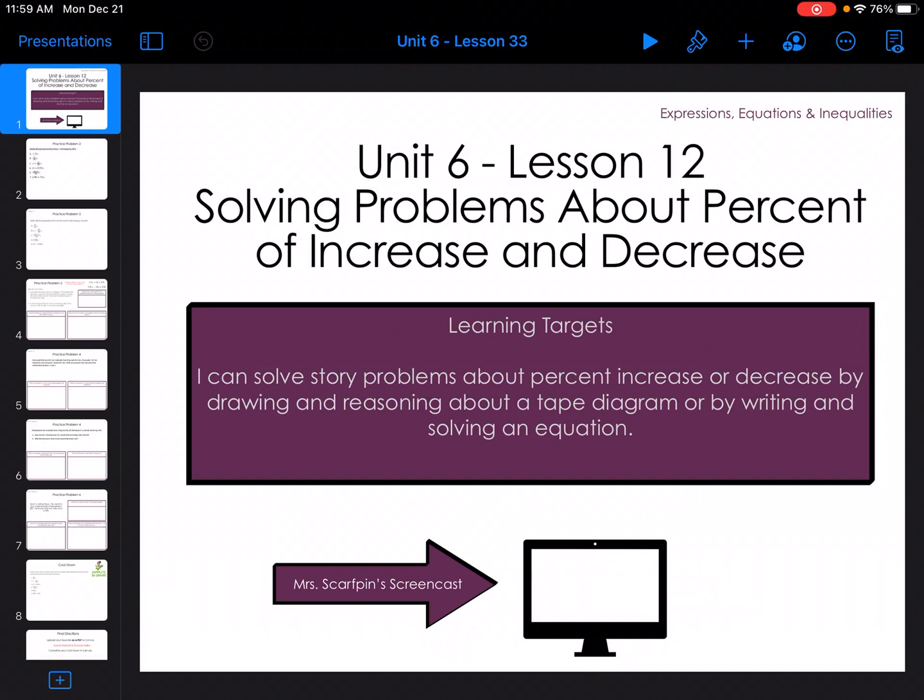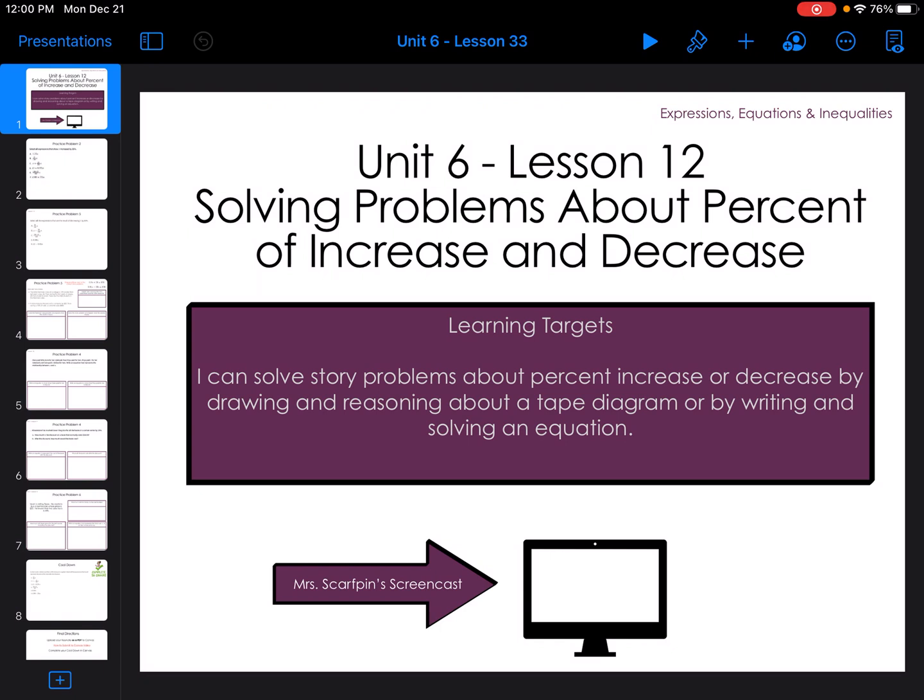Unit 6, Lesson 12, Solving Problems about percent of increase and decrease. So we're drifting back into Unit 4. And they're going to show you equations that represent increasing and decreasing. So I can solve story problems about percent of increase and decrease by drawing and reasoning with tape diagrams or by writing and solving an equation.